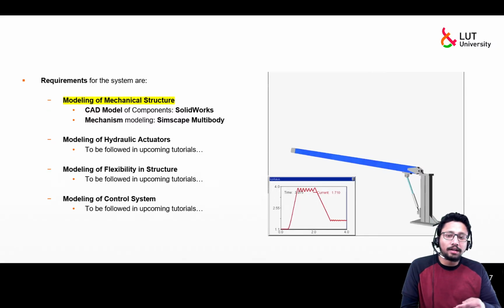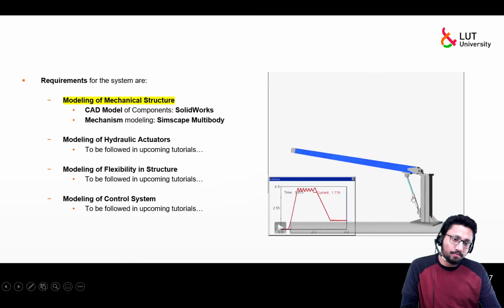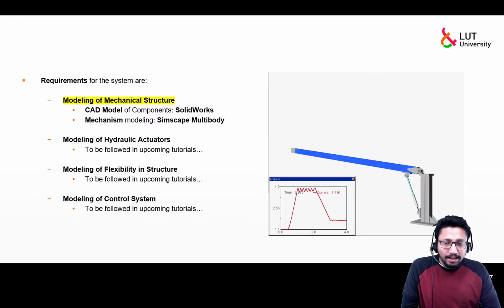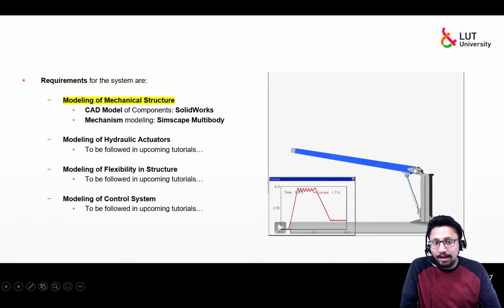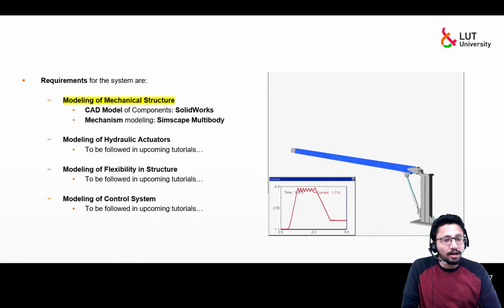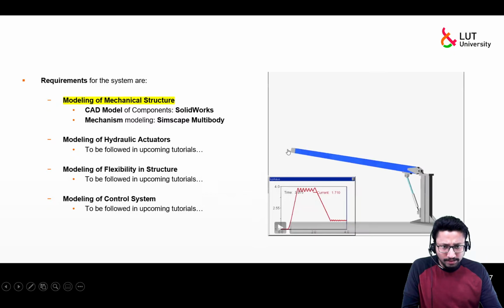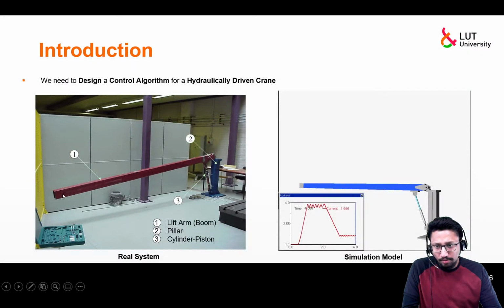Then the second step would be to model the hydraulic actuators. So basically we will put a hydraulic actuator in between the cylinder and piston, as we have done in the earlier course. And then we will model flexibility in the structure, particularly in this lift arm, because in reality systems are not rigid, they are flexible. And this lift arm is actually very long, if you see from the figure here. So in general there will be flexibility in this lift arm.